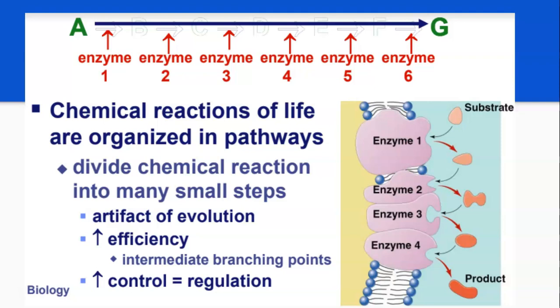If you have all these fine-tuning steps between A and G, then you can kind of maybe overcome things if one of the steps becomes damaged or mutated in some way, but also it helps you fine-tune regulation. You can really get an exact product amount made by increasing or decreasing 6 enzymes versus 1.